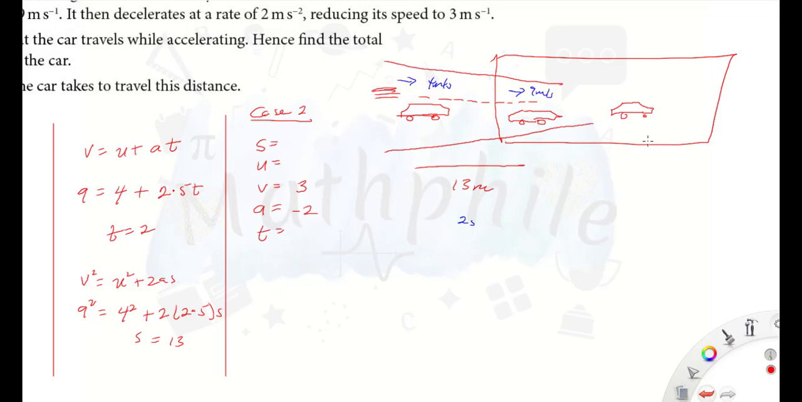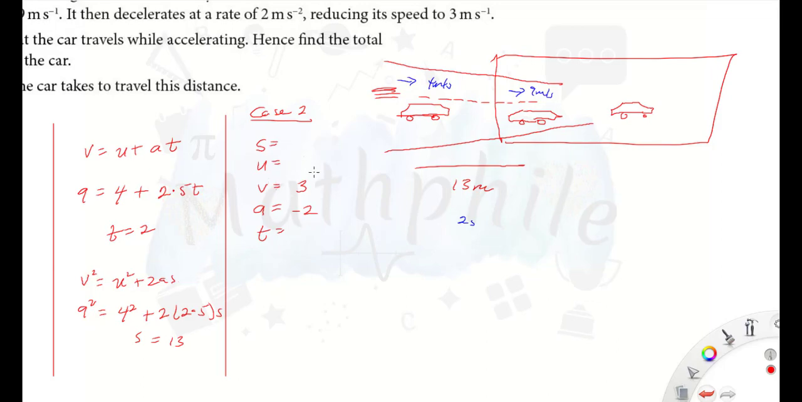In most cases, when you've got two cases, one thing that can link them up will be velocities. So the final velocity of the first case becomes the initial velocity of the second case. It's not always velocity. At times, it has got something to do with time. But in most cases, you get the linking factor to be the velocity.